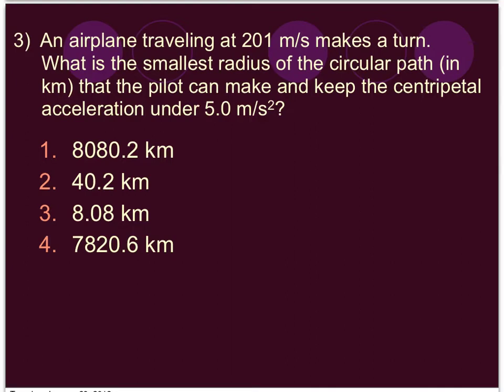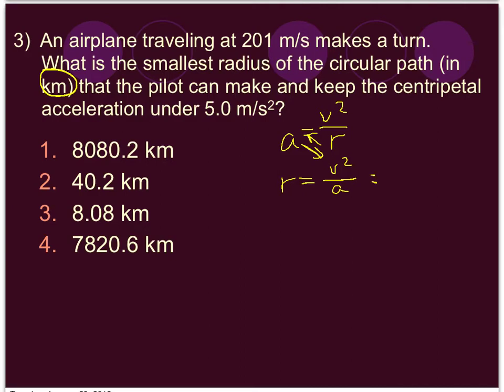All right, in this problem we have an airplane traveling at 201 meters per second and it's going to make a turn. We need to solve for the smallest radius of the circular path that the pilot can make and keep the centripetal acceleration under 5 meters per second squared. But notice we need to solve for this in kilometers. So we're going to start with one of our new equations again, a equals v squared over r, and I'm going to rearrange this to solve for r. So r would move up here and a would move down here, they just kind of swap places. So r is v squared divided by a.